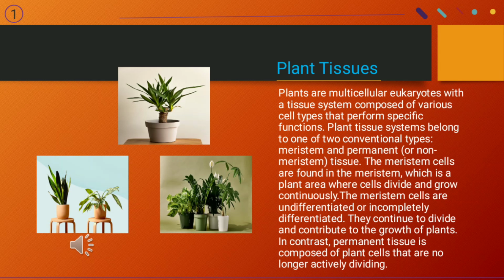The meristem cells are found in the meristem, which is a plant area where cells divide and grow continuously. The meristem cells are undifferentiated or incompletely differentiated. They continue to divide and contribute to the growth of plants. In contrast, permanent tissue is composed of plant cells that are no longer actively dividing.